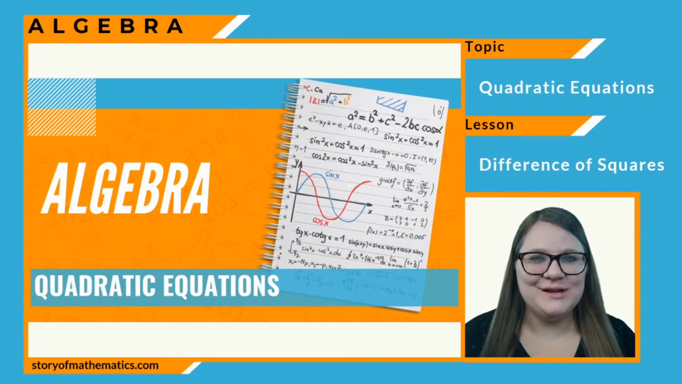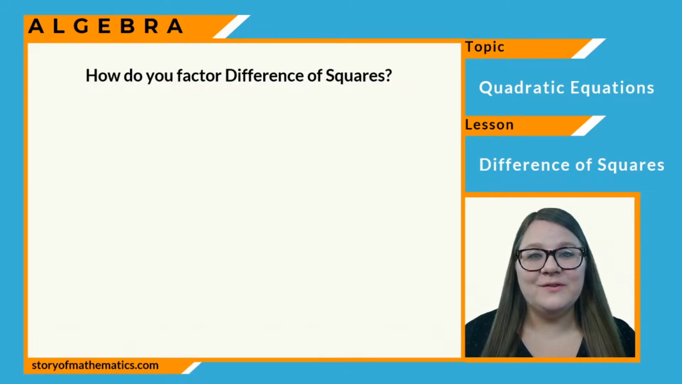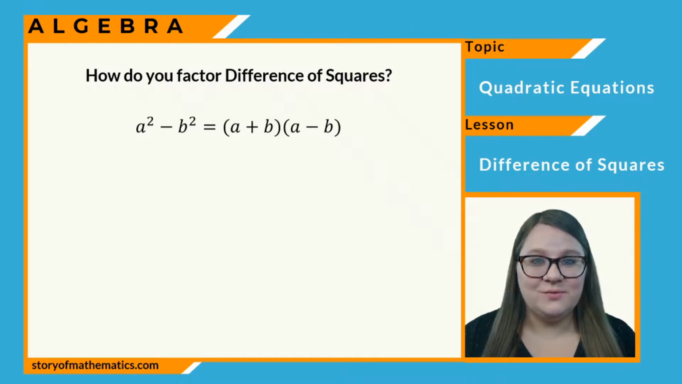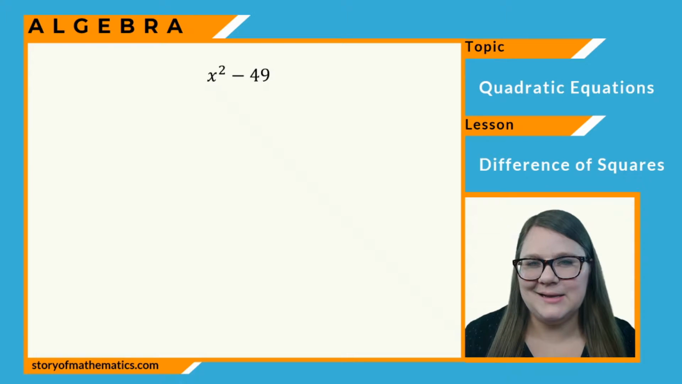In this video, we're going to learn how to factor difference of squares. So how do we do that, right? Well, the first thing we want to make sure that we look at is the format. So if we have a squared minus b squared, we can factor that into a plus b, a minus b. Now, we can only do this again if it's the difference or subtraction of two perfect squares. So let's take a look at an example.